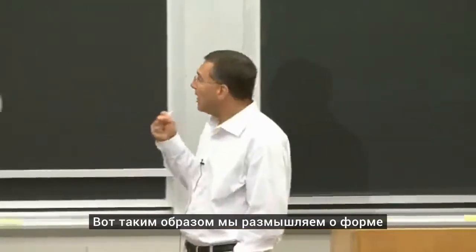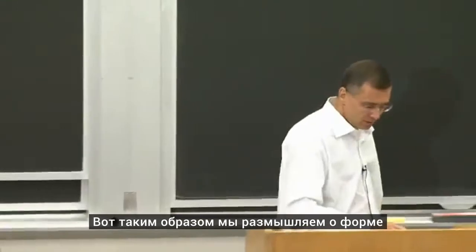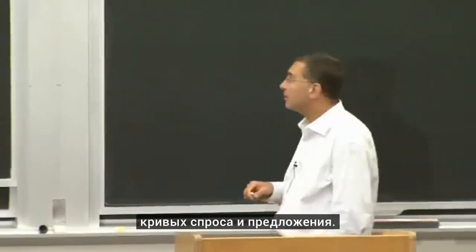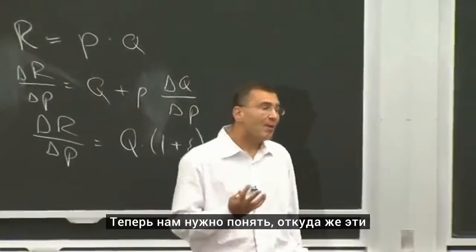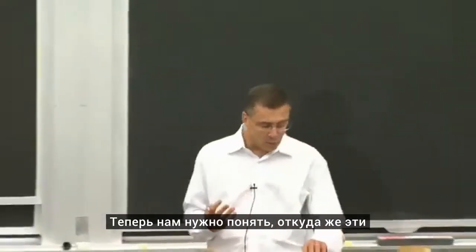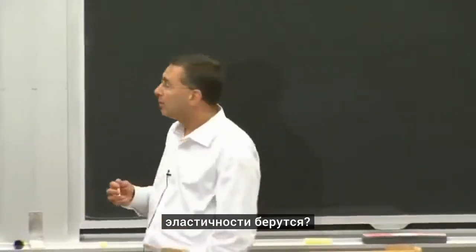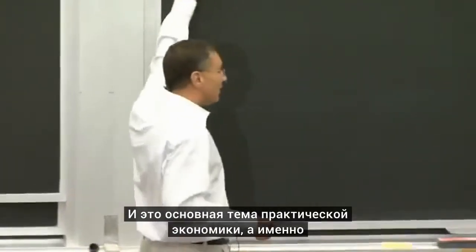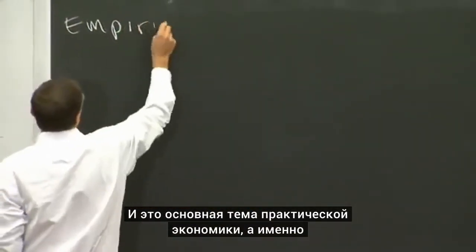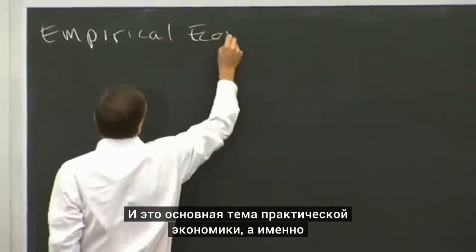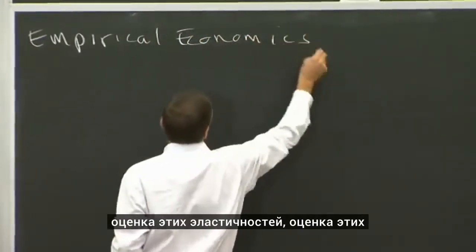Questions about that? Okay, so now that's how we think about the shape of supply and demand. The shape of supply and demand is determined by these elasticities. So now we have to get into, well, where do we get these elasticities from? And that is the main topic of empirical work, which is estimating these kinds of elasticities.